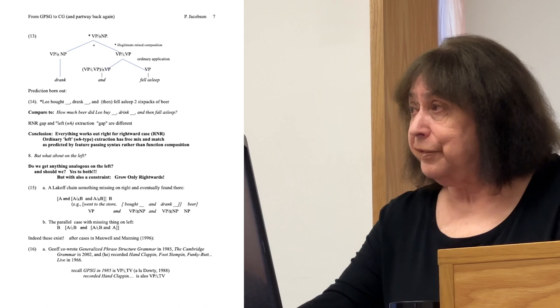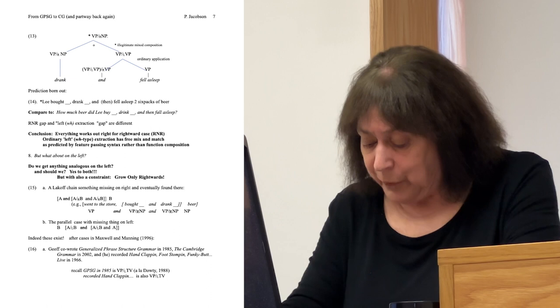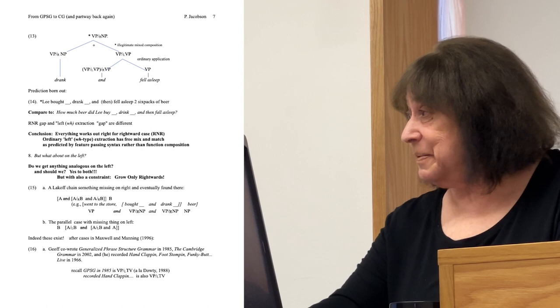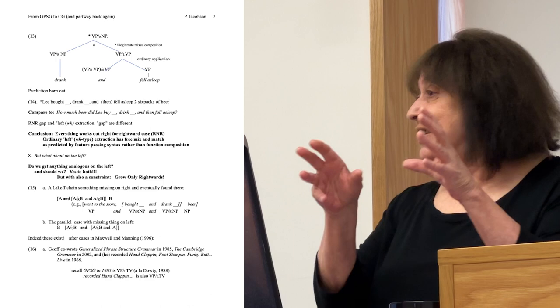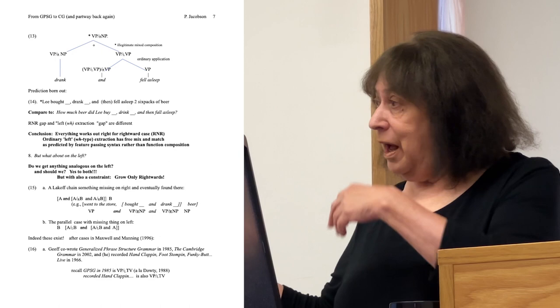which are things like exemplified by 16. Jeff co-wrote Generalized Phrase Structure Grammar in 1985, the Cambridge Grammar of the English Language in 2002, and recorded Hand Clap and Foot Stomp and Funky Butt Live in 1966. So notice what's happening. You've got it conjoining these two fancy constituents, the Dowty type constituents, and then those are basically fancy objects. And then you're conjoining that with something much bigger, a VP or even a full S.